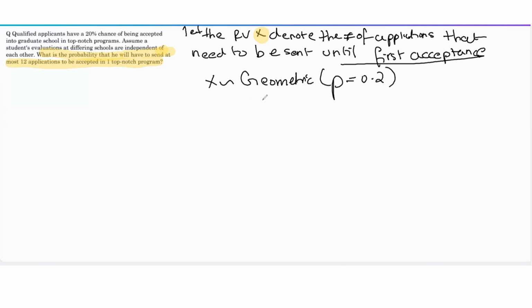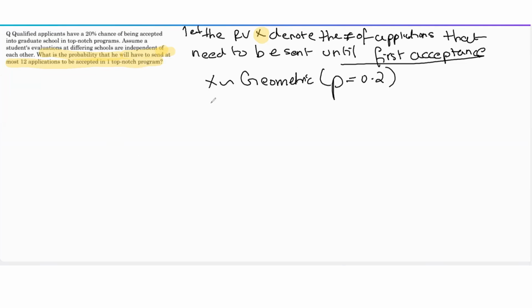Because remember, geometric is always defined as the number of trials until first success. In this case, it's the number of applications until first acceptance. And why can we apply geometric here? Because we're already told his evaluations at different schools are independent of each other. So we do have the independent trials condition met. And then we also need that, in each trial, we just have two outcomes. And here, obviously, you can either be accepted or not accepted. So that's also met. And we have a constant probability of success. So all conditions of a geometric, which are independent trials, each with two outcomes, with a constant probability of success in each trial, are met. So we can apply geometric. And the biggest thing to applying geometric was until first acceptance.